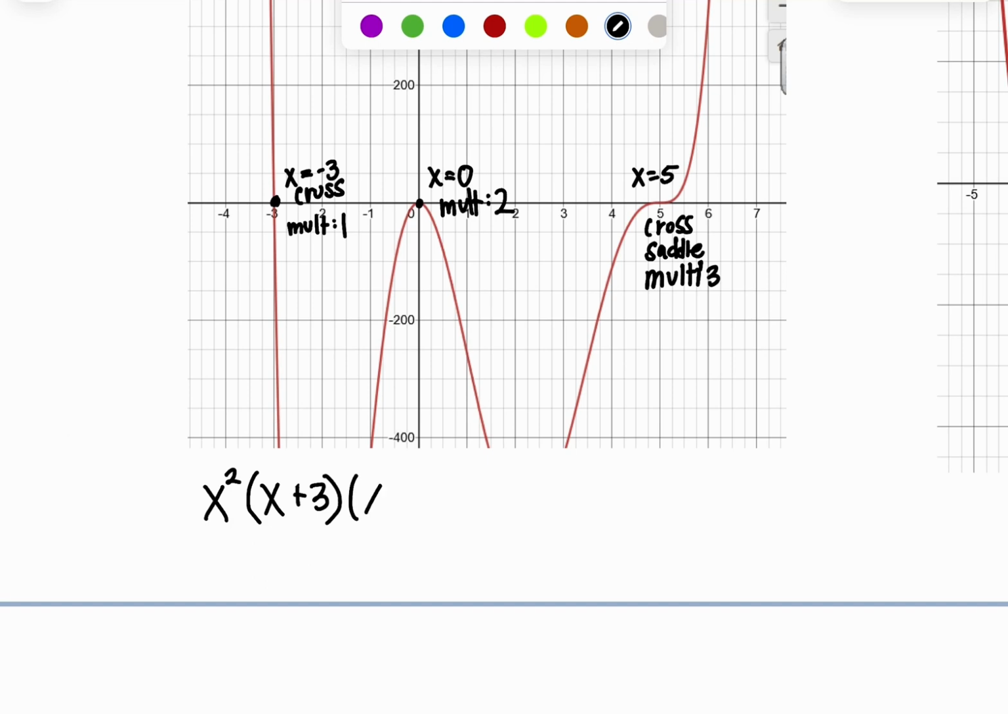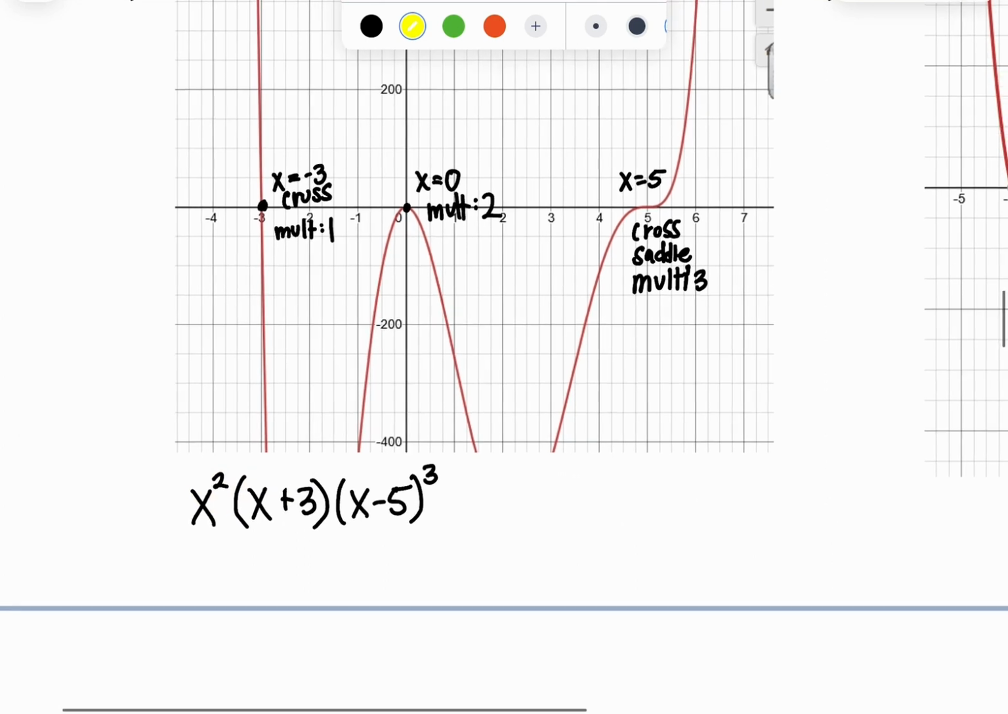And then x minus 5, since it's at x equals 5, this has a multiplicity of 3 since it's that cross saddle. And just to double check, we have a degree of 2 plus 1 plus 3, which gives us 6, which is an even degree. And our leading coefficient is a positive number, which means it's going to go all up.